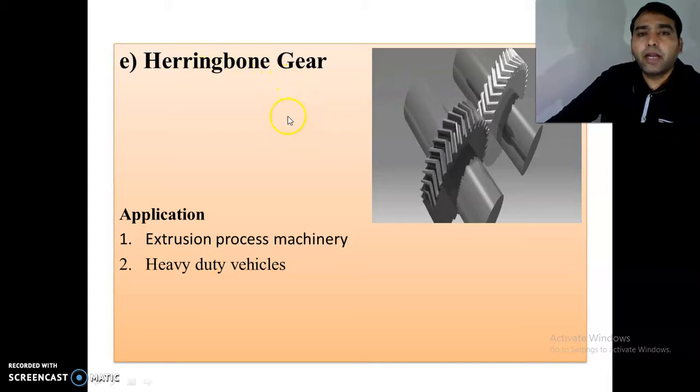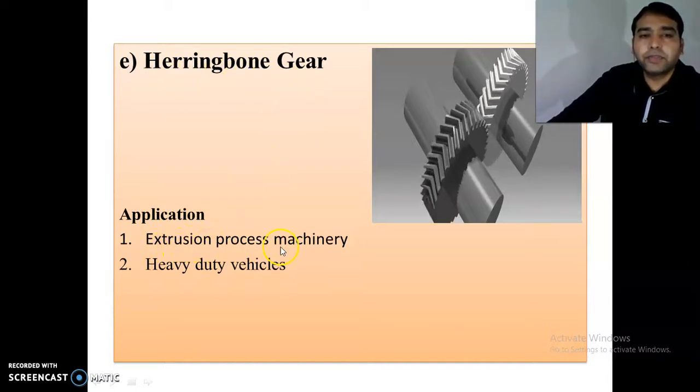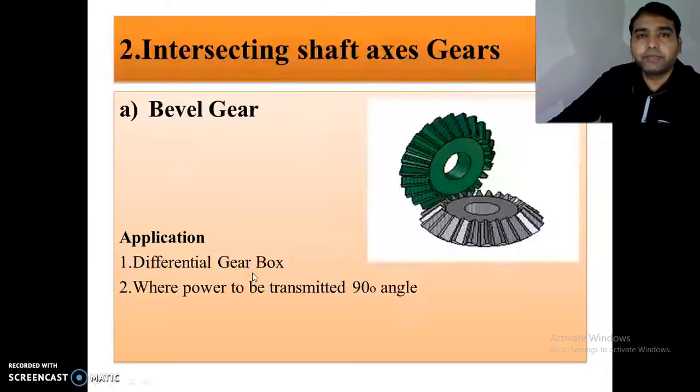It has one advantage: the side thrust that occurs in the helical gear will be avoided by introducing this herringbone gear. Having application, it is used in extrusion process machinery. It is also used in heavy duty vehicles.